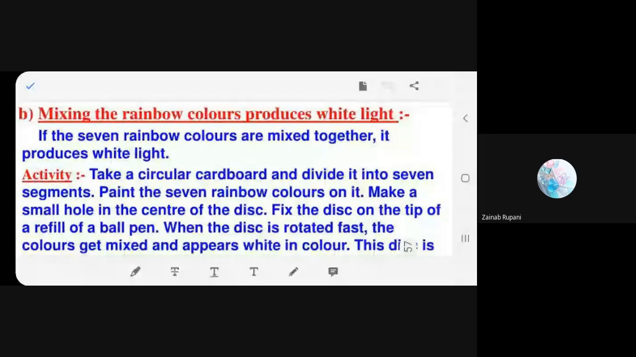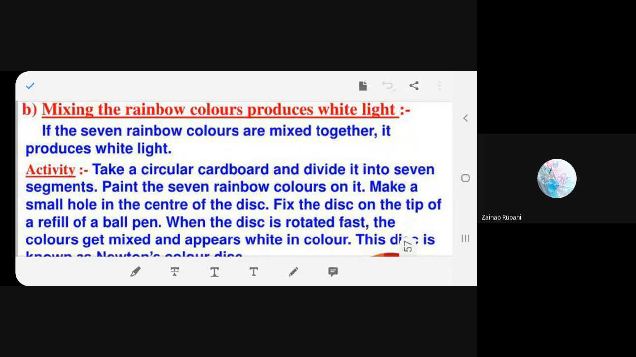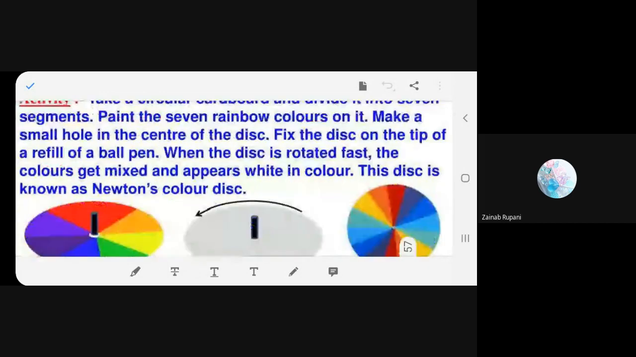Activity. Take a circular cardboard and divide it into 7 segments. Paint the 7 rainbow colors on it. Make a small hole in the center of the disc. Fix the disc on the tip of the refill of the ball pen. When the disc is rotated... be careful with the ball pen, beta.